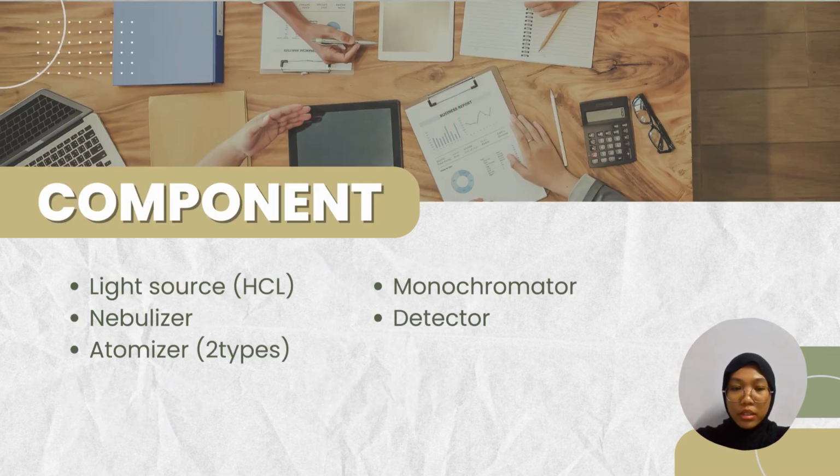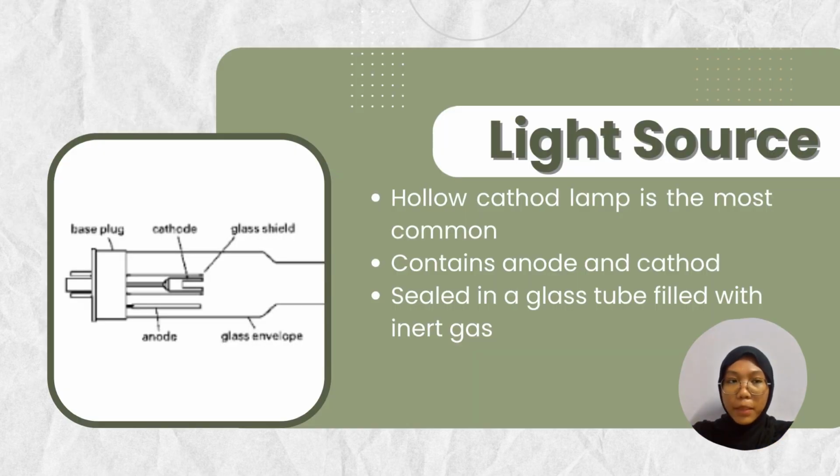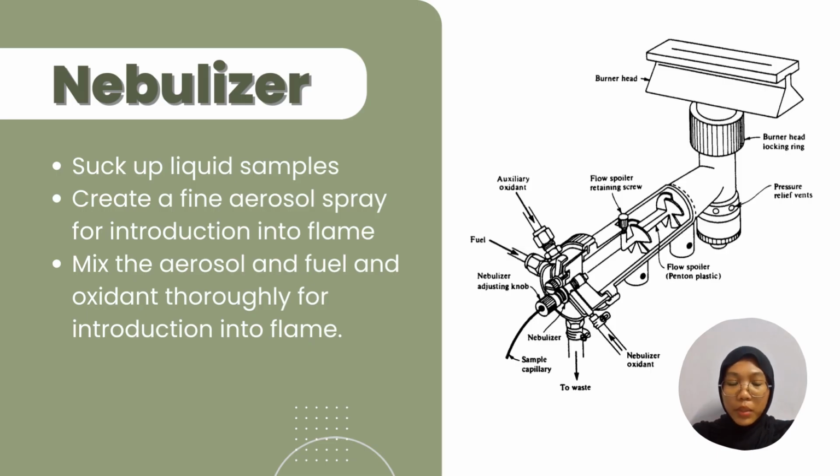There are 5 components of AAS. The first one is the light source, and then we have the nebulizer, then the atomizer, the monochromator, and lastly the detector. HCL, which is the hollow cathode lamp, is the most used light source in AAS, and it contains an anode and a cathode. The nebulizer will suck up liquid samples and mix the aerosol and fuel to create flames.